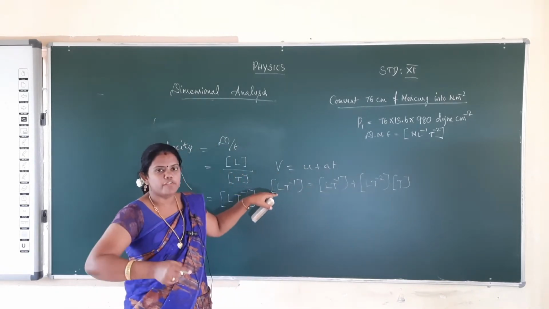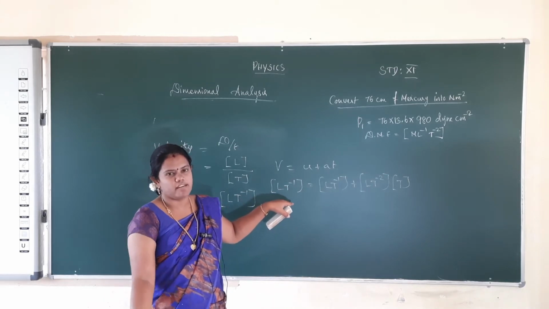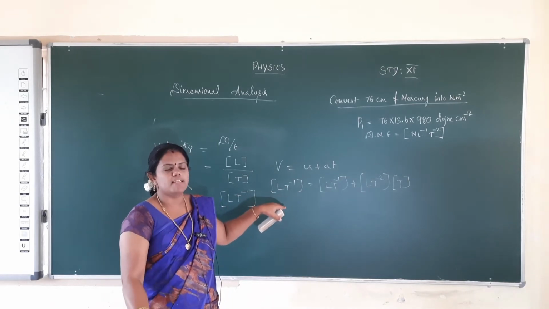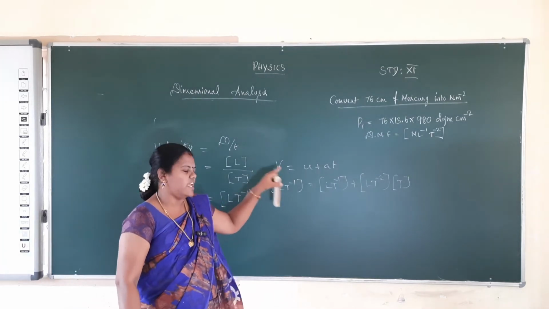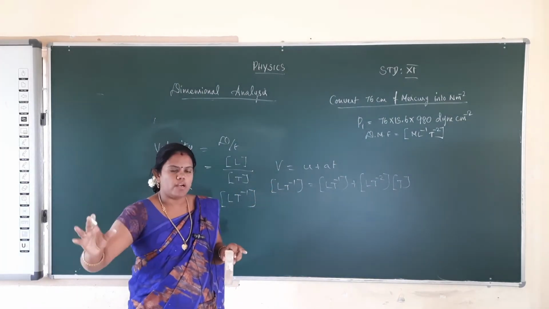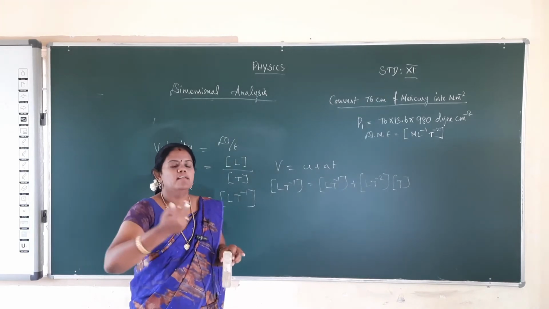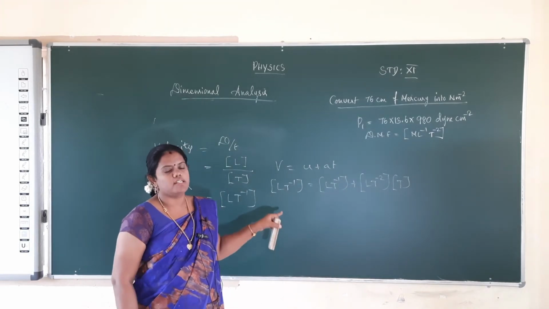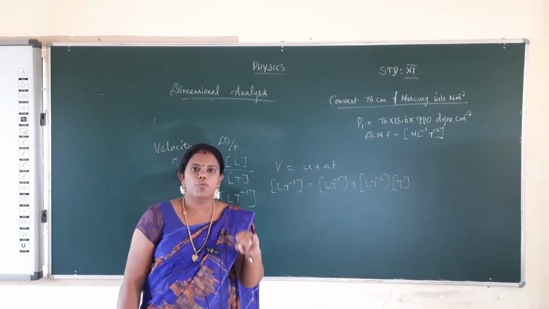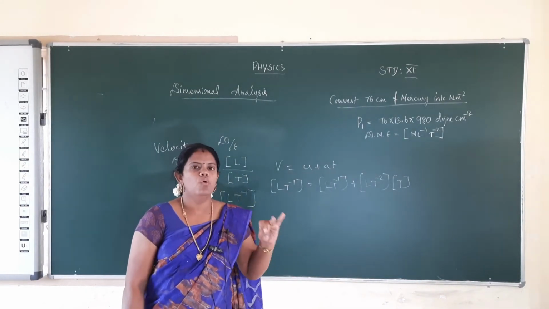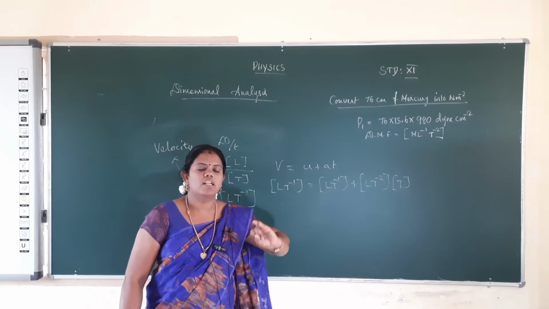So what's the difference between dimensional formula and dimensional equation? A dimensional formula has only one quantity, the dimension of one quantity, but a dimensional equation has more quantities on the left hand side and right hand side, and the dimensions should also be mentioned. That is called a dimensional equation. So first I gave the dimensional formula for all physical quantities, now dimensional formula and dimensional equation.